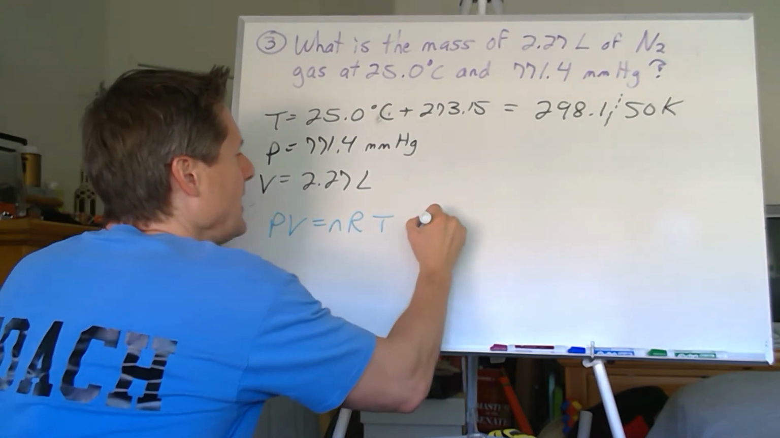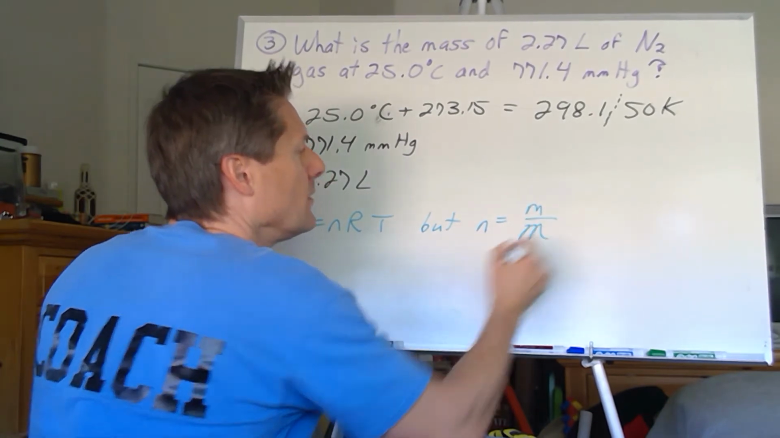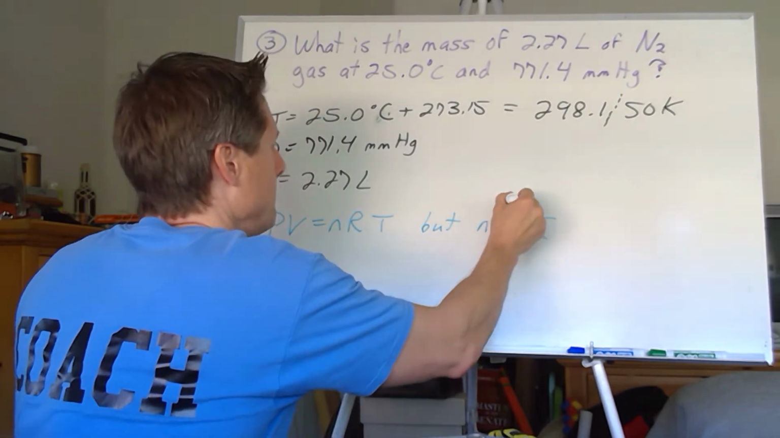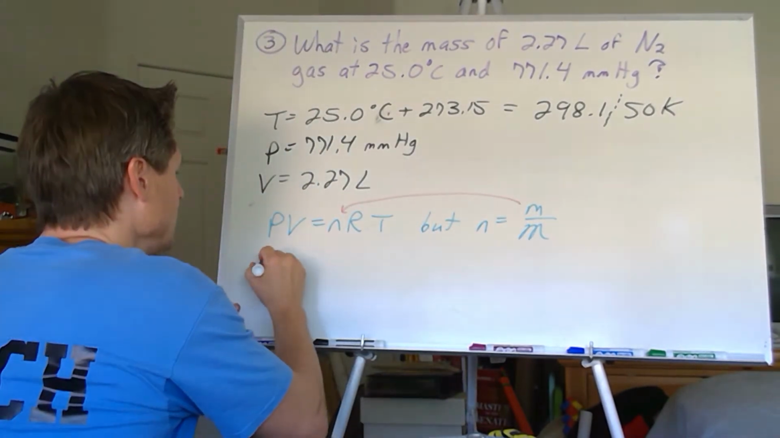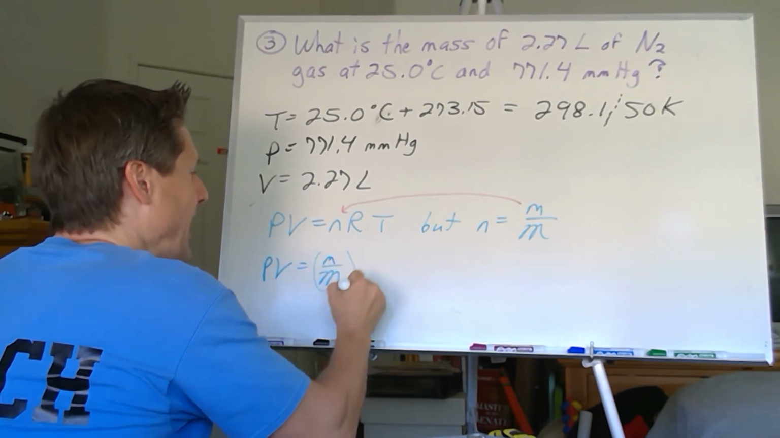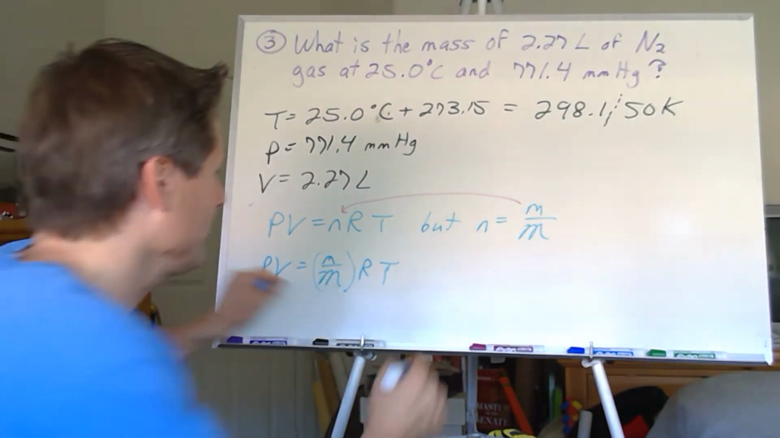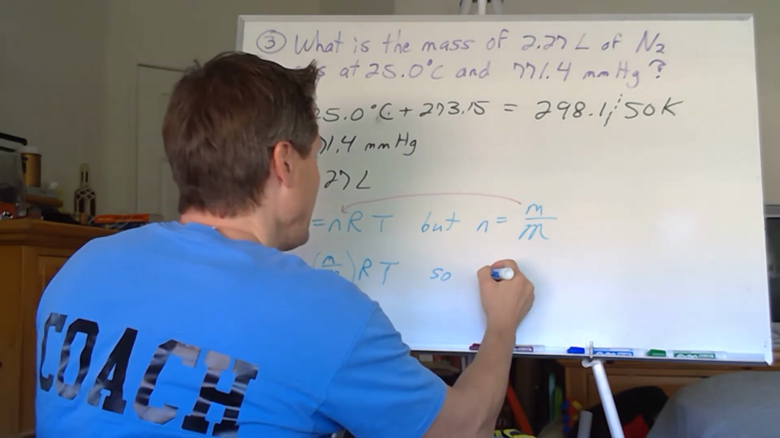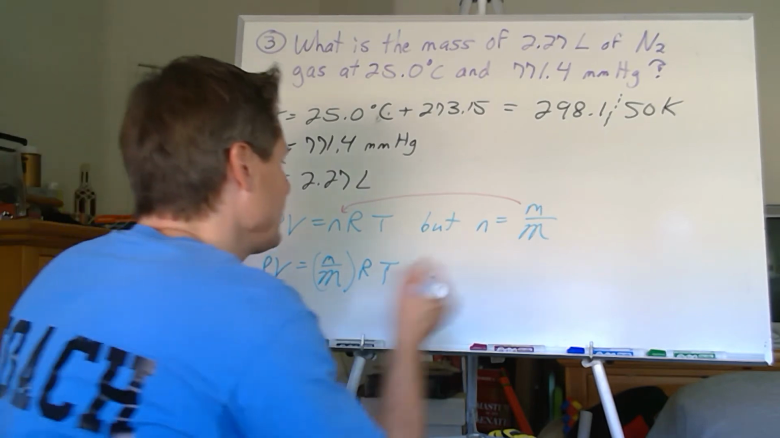So if you remember, PV equals nRT, but moles is mass over molar mass. If you plug that in there and do the algebraic substitution, PV is mass over molar mass times RT. See where mass comes into play? So what we can do, we can just use this equation and then isolate mass.